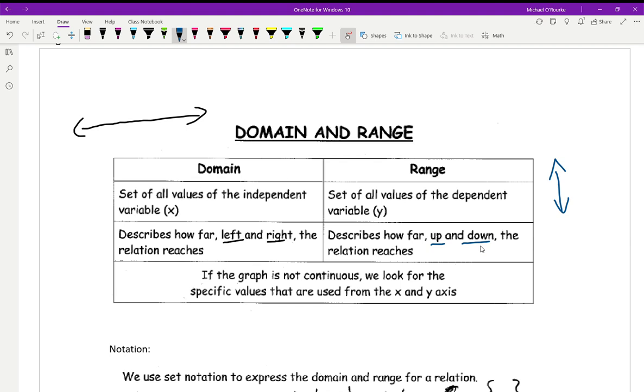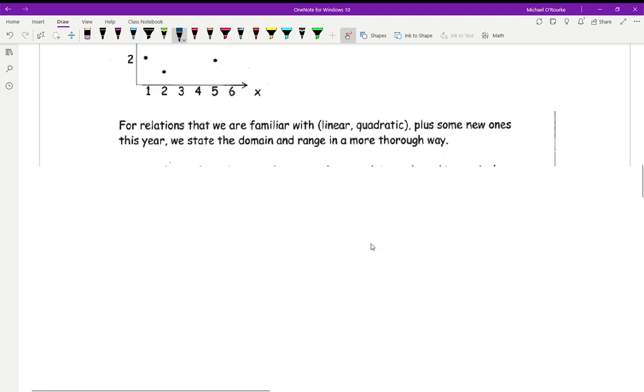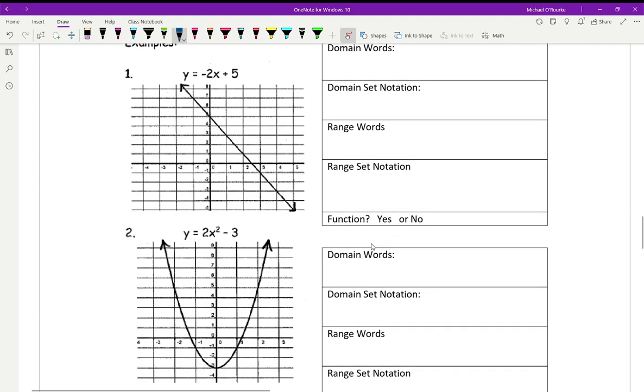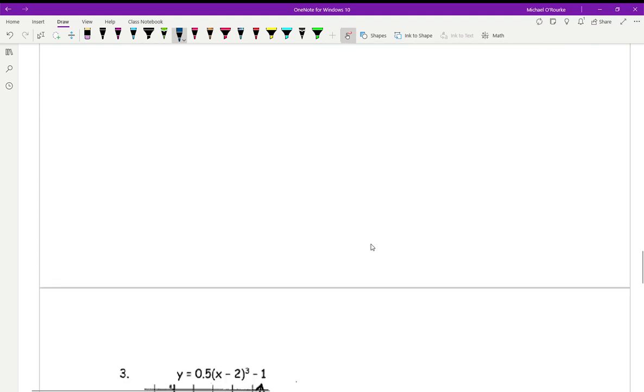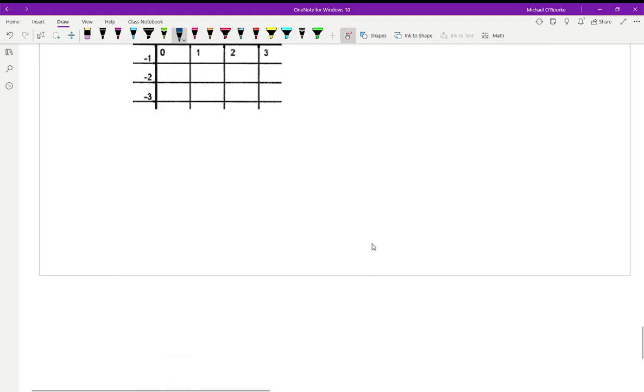Okay, so we're going to be using words to describe domain and range, and sometimes some notation. I'm going to skip these first and go here, and we're going to talk about describing this in words. All right.